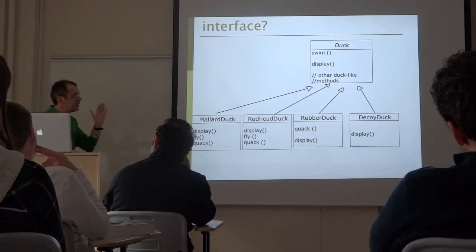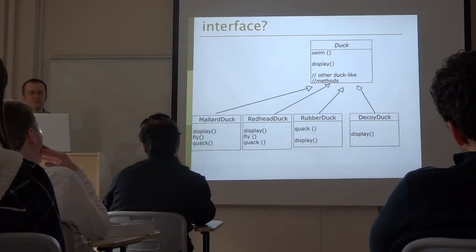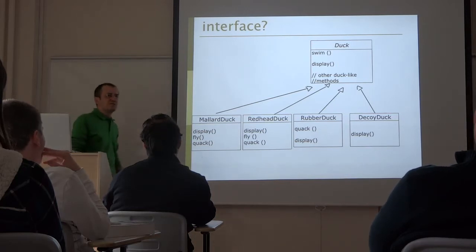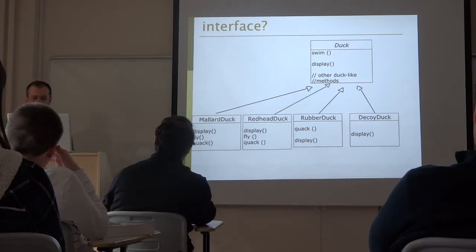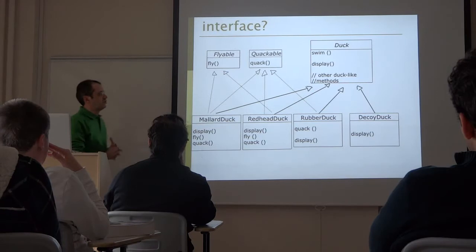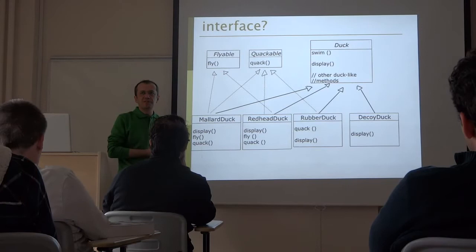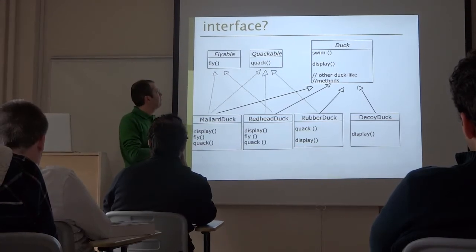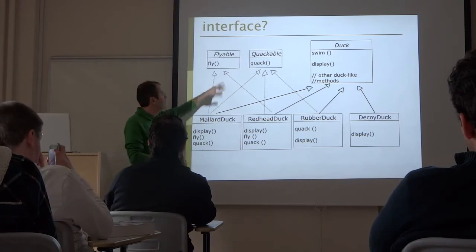So what can I do in this instance? This is the core of the strategy pattern. So what we normally do, we take them out. Okay? And we say, let's put some interfaces. Let's call them flyable, quackable. All right? These are two interfaces.